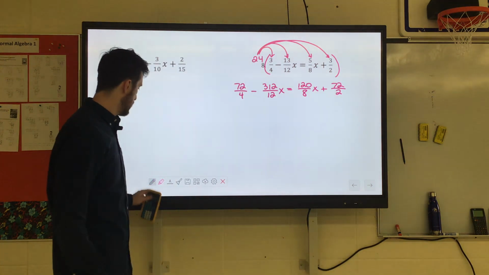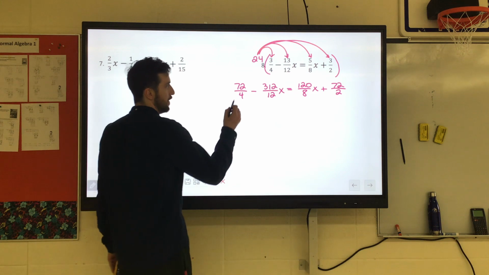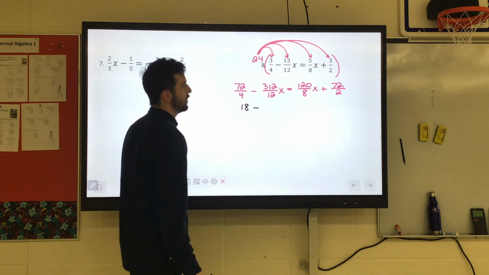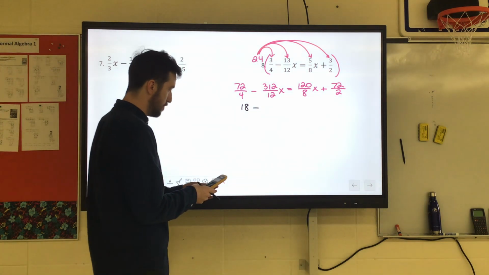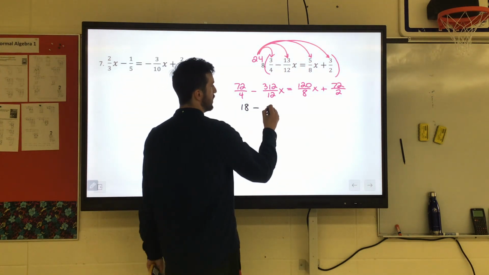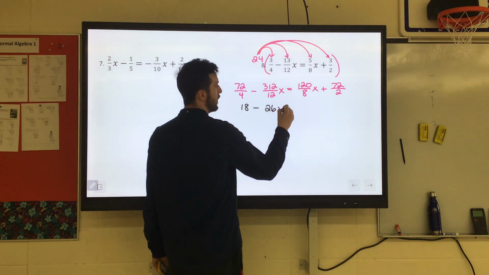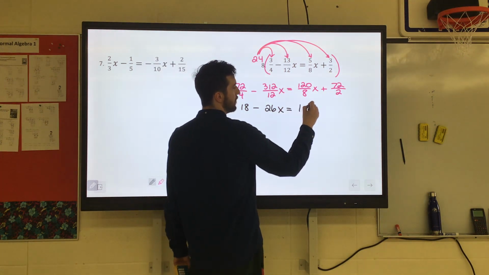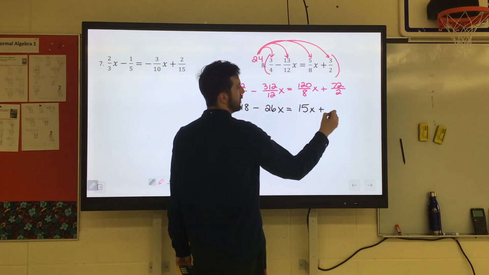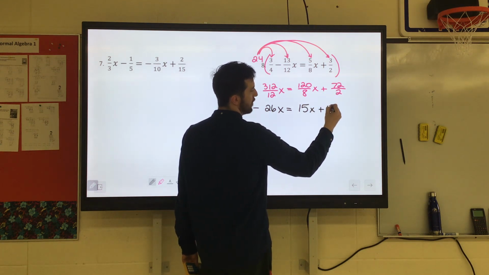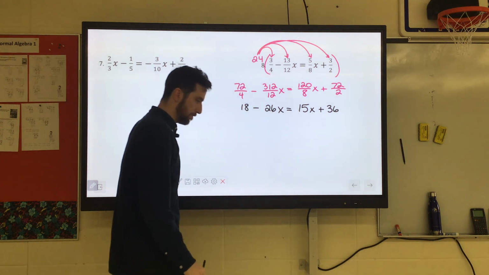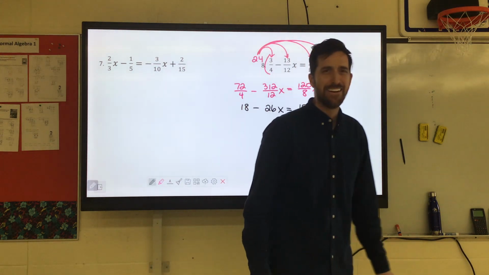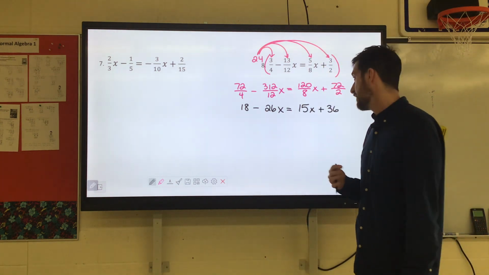Let's clean them up and simplify. 72 divided by 4 is 18 minus 312 divided by 12 is 26. So minus 26x equals 120 divided by 8 is 15x. And then 72 divided by 2, half of 72, is 36. Look at this. This is our first one. We made it. We have x's on both sides of the equal sign.